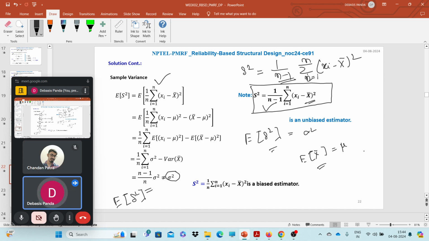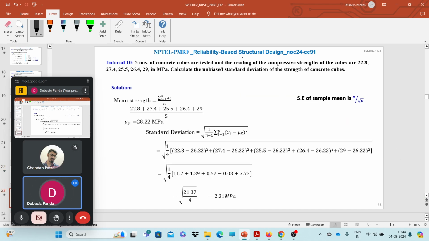Now, many problems may come from these concepts. Here, 5 concrete cubes are tested and the compressive strengths are recorded: 22.8, 27.4, 25.5, 26.4 and 29. The question says, calculate the unbiased standard deviation of the strength of the concrete cube, and the mean. So what do we need to do? First, you need to find the mean of this sample.